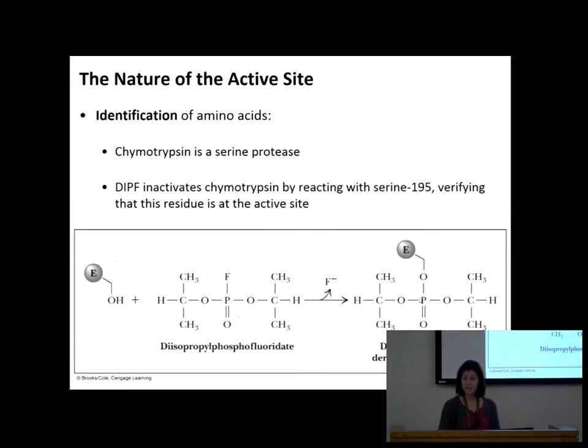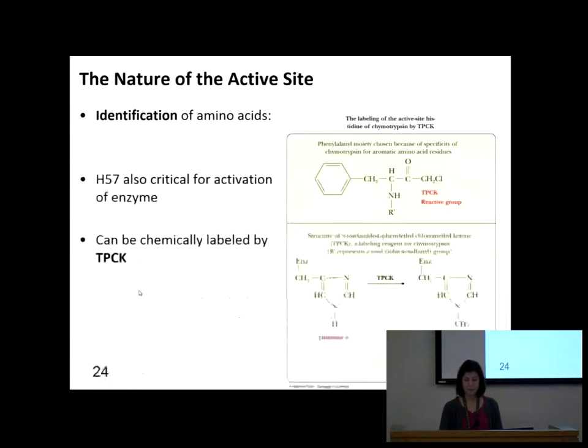And once they did that, they realized that the enzyme does not work anymore. They inactivated it. So by putting a piece of masking tape over this serine 195, you've rendered the enzyme inactive. So they know that that serine has something to do with the mechanism. They also found that a histidine in position 57 is also involved at the active site.